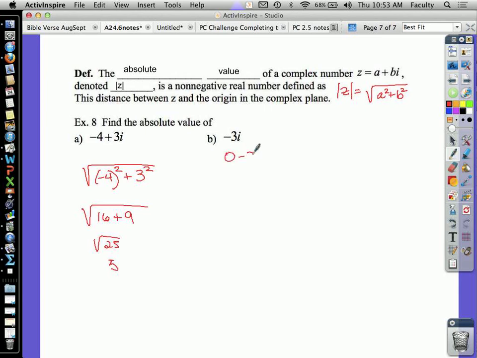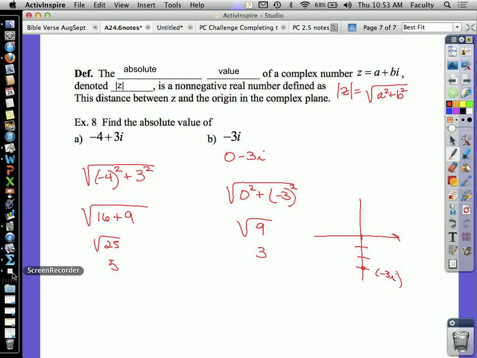In letter B, this is like 0 minus 3i. So the absolute value, notice a negative requires a parenthesis. Positive numbers don't. So this is the square root of 9, which is 3. And if you think about letter B, if I went down here, and that's -3i, right? Isn't that distance 3 units? And notice it's positive because distance can't be negative. It doesn't make any sense to say that you have a negative distance.